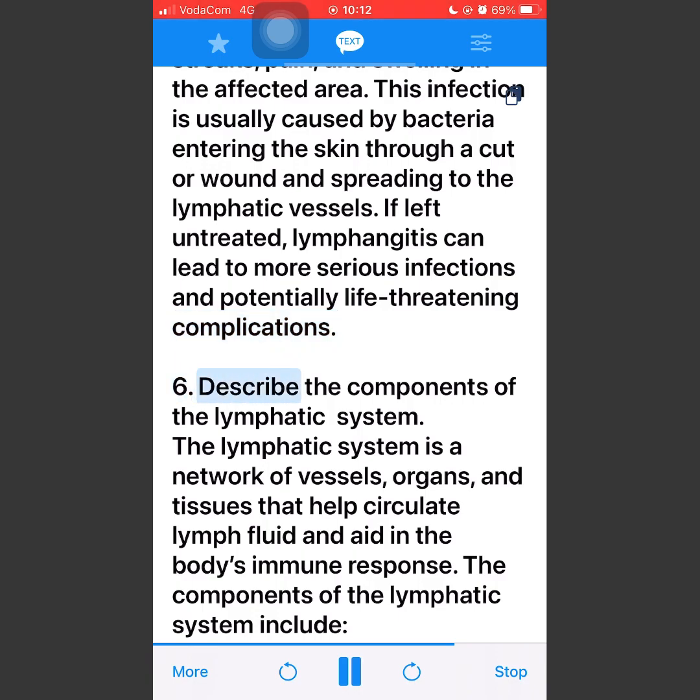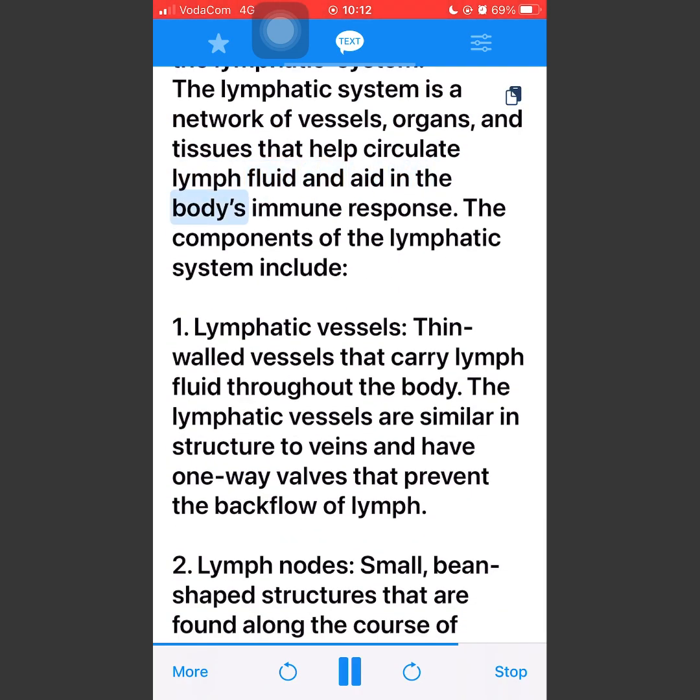6. Describe the components of the lymphatic system. The lymphatic system is a network of vessels, organs, and tissues that help circulate lymph fluid and aid in the body's immune response. The components of the lymphatic system include: 1. Lymphatic vessels, thin-walled vessels that carry lymph fluid throughout the body. The lymphatic vessels are similar in structure to veins and have one-way valves that prevent the backflow of lymph.